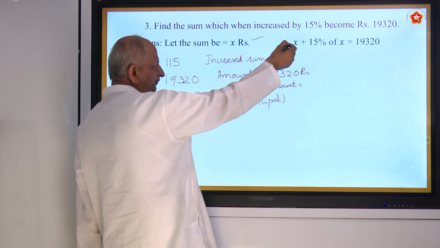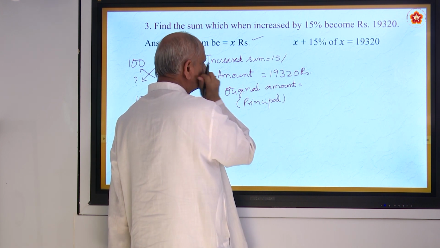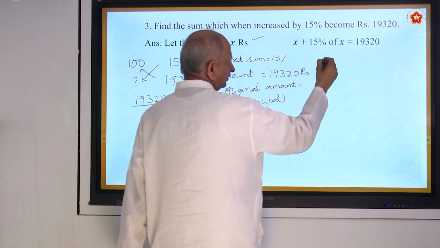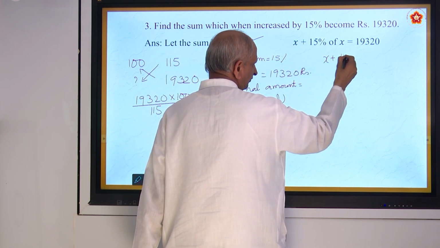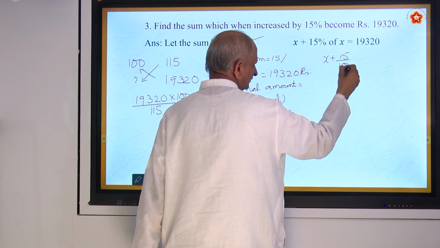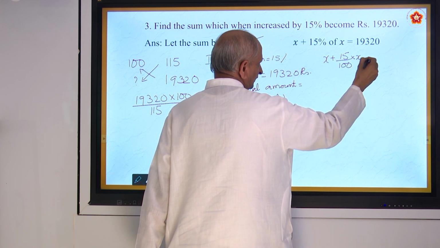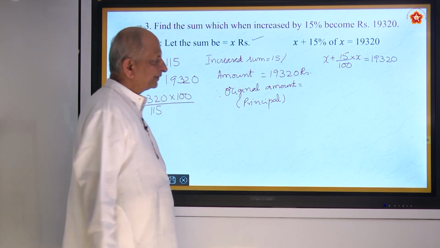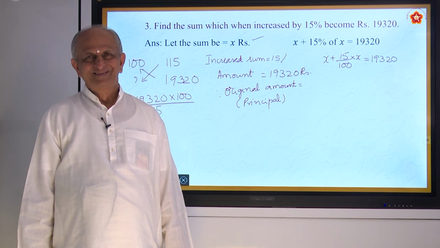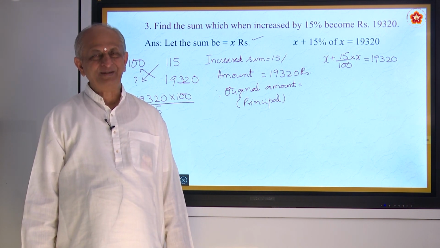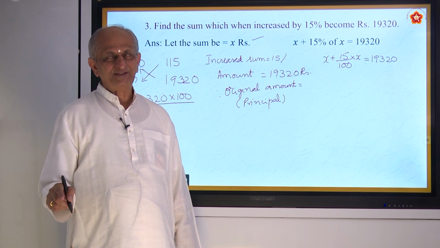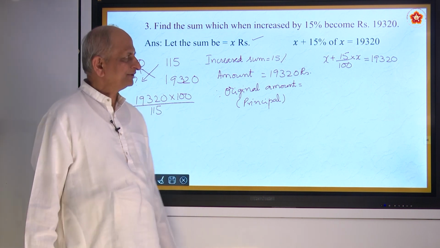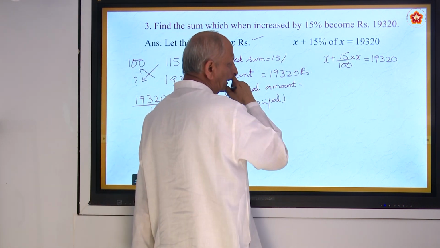And how to do it? This is the original amount you have taken, x, and 15% of x. So x plus 15% of x is equal to 19,320. I think you have studied simple equations. What are simple equations? Equations having one unknown. Is it not? Here is an equation having one unknown, right?